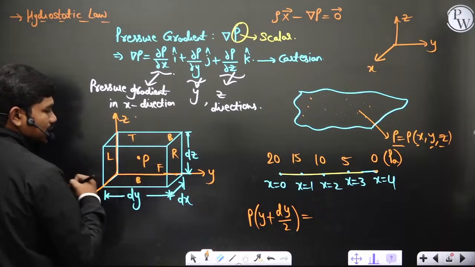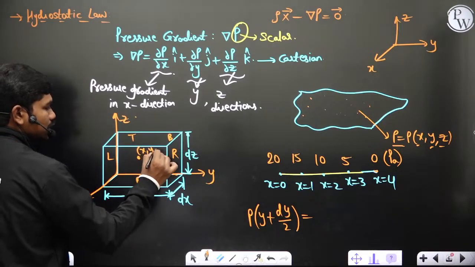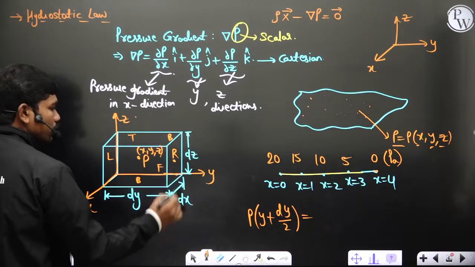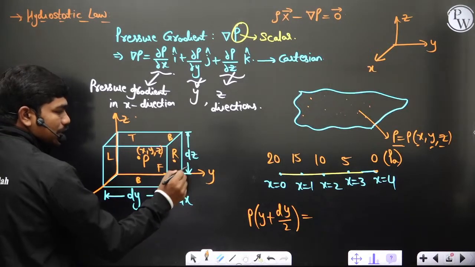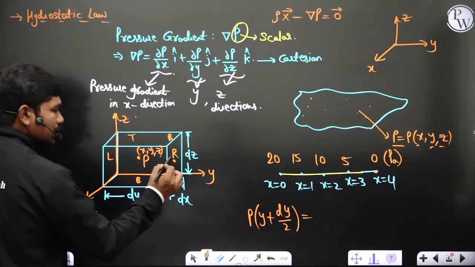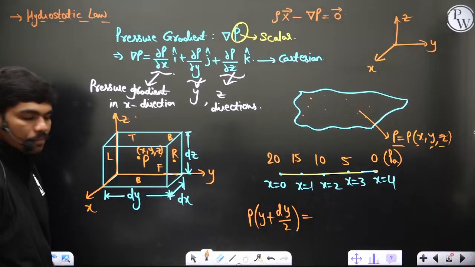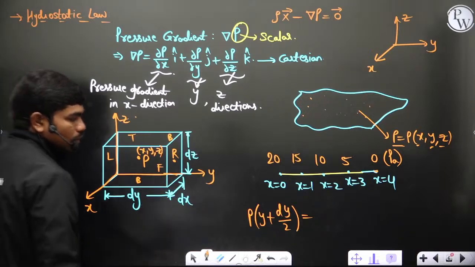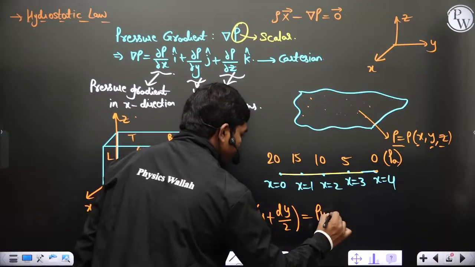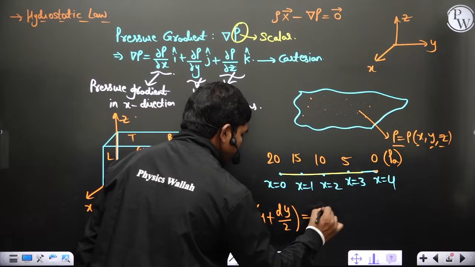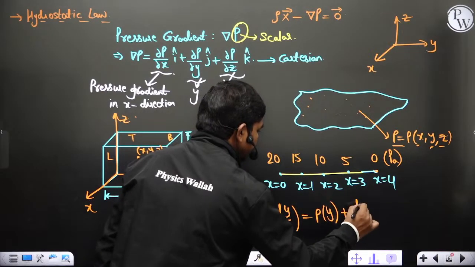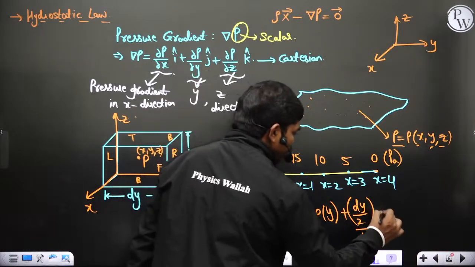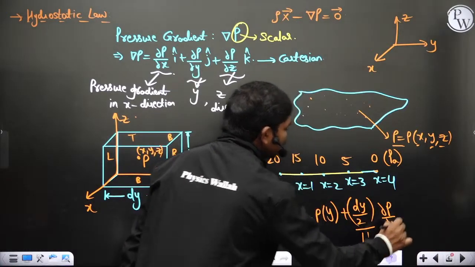So let us suppose this is xyz, for example, the centroid of the cube. Then at any point on this plane, the coordinate is y plus dy by 2. Yes or no? So this will be the coordinate at any point on this right face. Now if you apply Taylor series to P of y plus dy by 2, what you will get is P at y plus dy by 2 by 1 factorial into dou p by dou y. Correct? This is what you get.